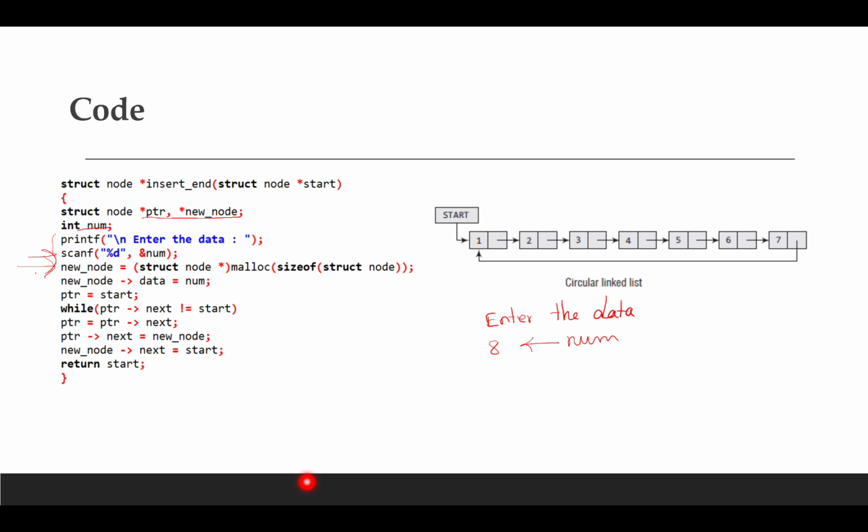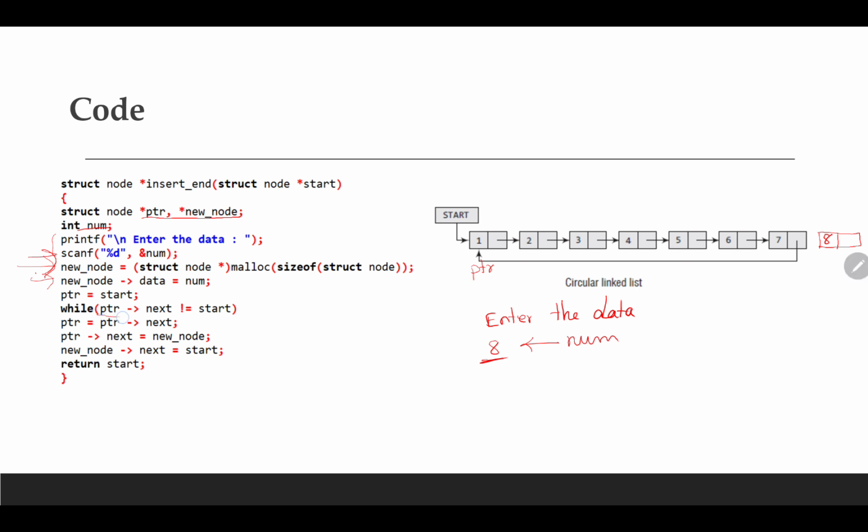So this is the new node. Next, we are assigning the data to that particular new node: new node next... new node data is equal to num. What is the num value? It is 8, so num is equal to 8. Then we are making PTR equal to start. So this is the start node and we are assigning PTR equal to start. So now the start node is the PTR node here.